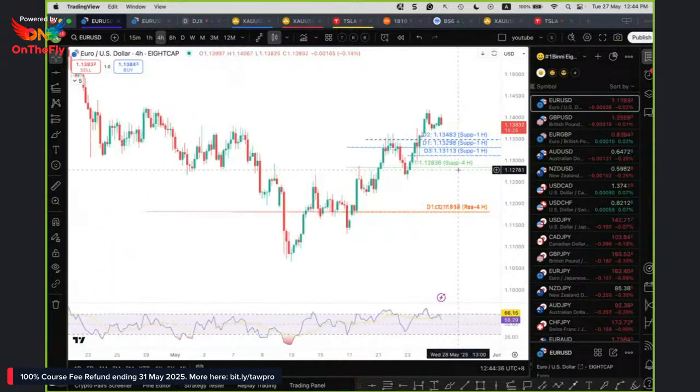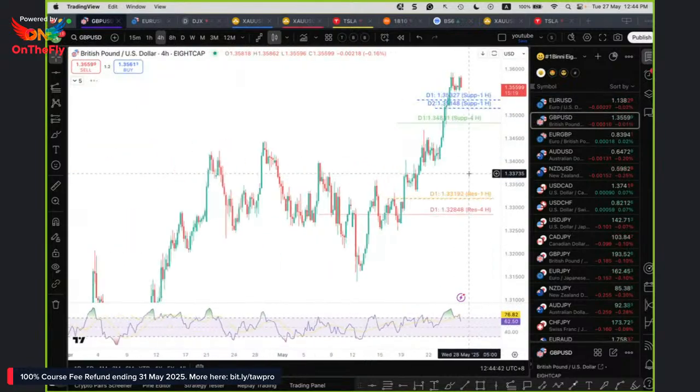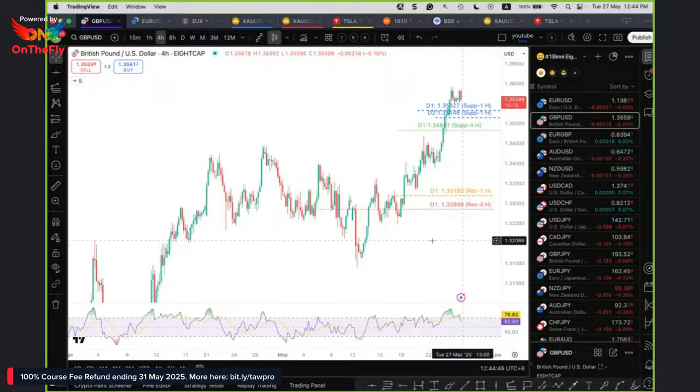So take note of each level, 1.1283. Yes, pound is definitely better. Pound had the same setup, meaning that we are still looking at that down movement, that retracement.